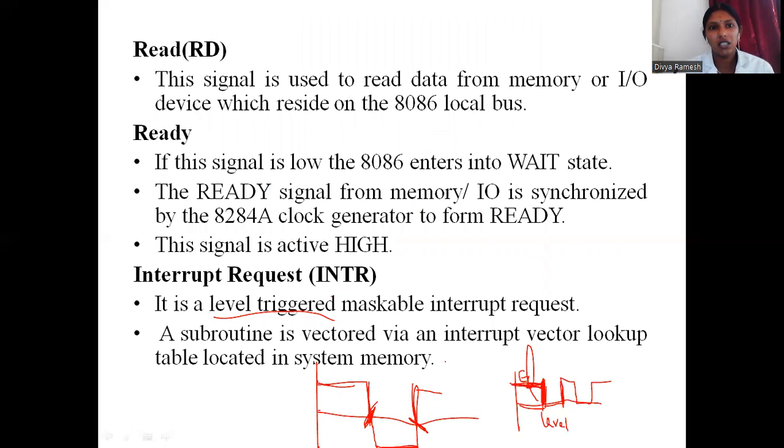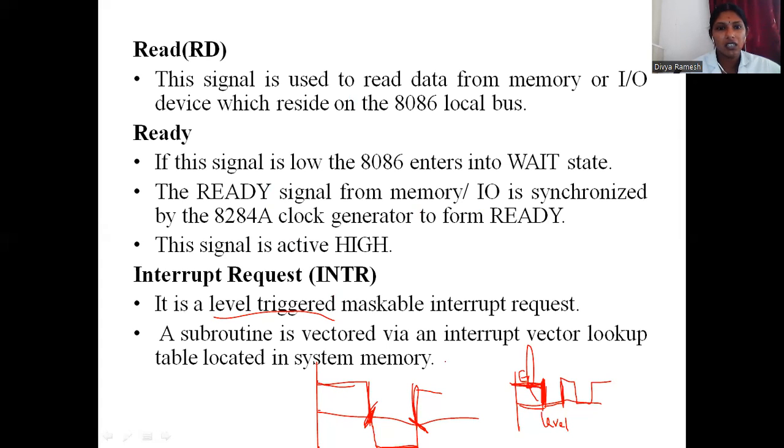First one is read. This signal is used to read data from memory or input-output devices. Next one is the ready signal. Whenever the signal is low, the 8086 enters into a wait state. For example, if it is currently doing some other operation, this signal goes to a low state and it waits for a particular duration. Once the operation is completed, the signal goes to high state. Then it starts the next upcoming operations.